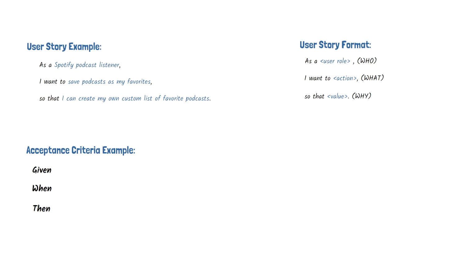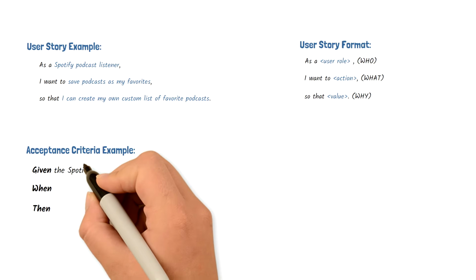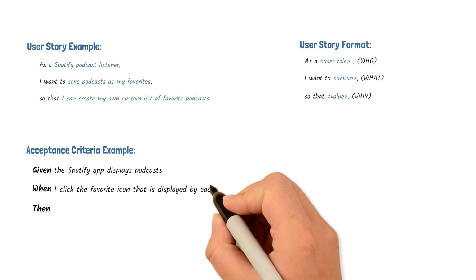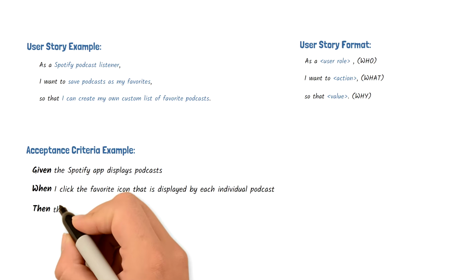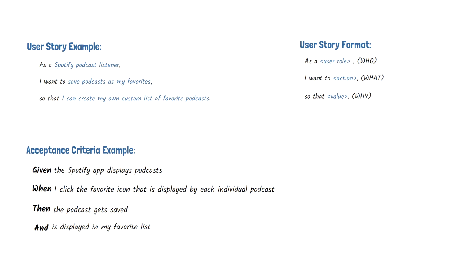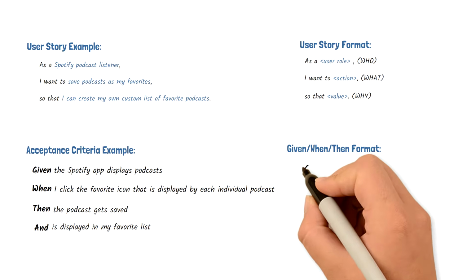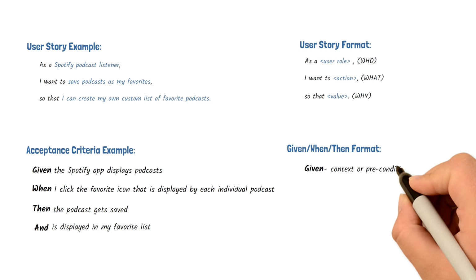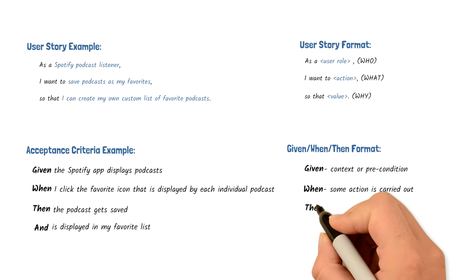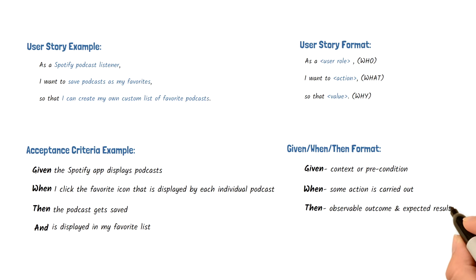Let's use our user story as an example. Given the Spotify app displays podcasts, when I click the favorite icon that is displayed by each individual podcast, then the podcast gets saved and is displayed in my favorite list. As you notice, given shows context or precondition, when shows the action that is carried out, and then displays the observable outcome and expected results.